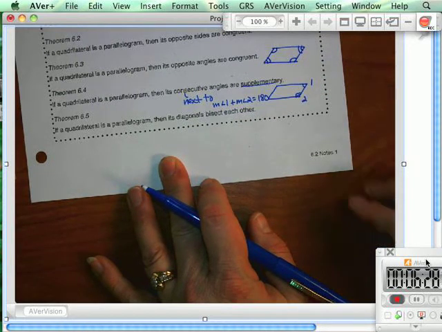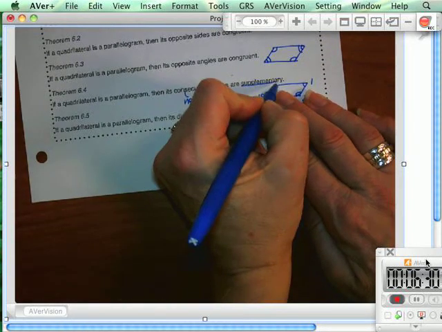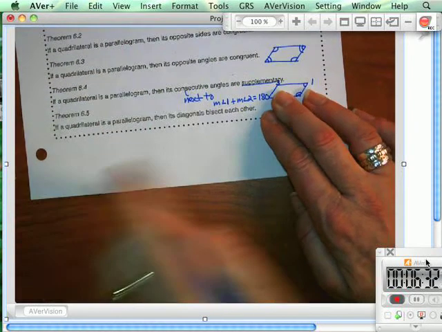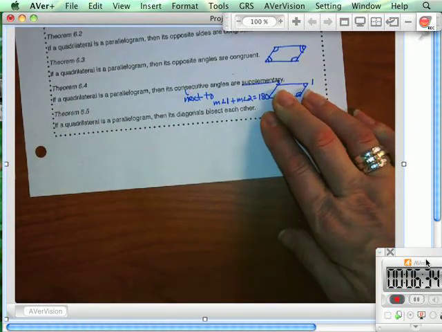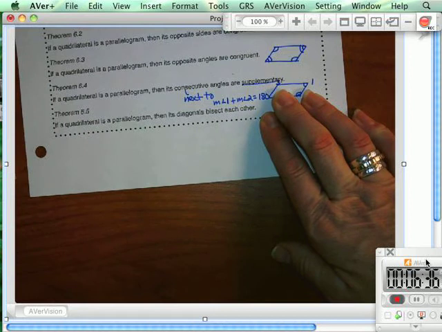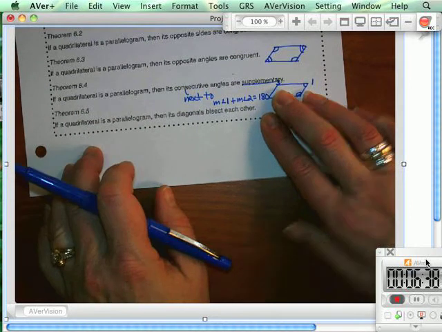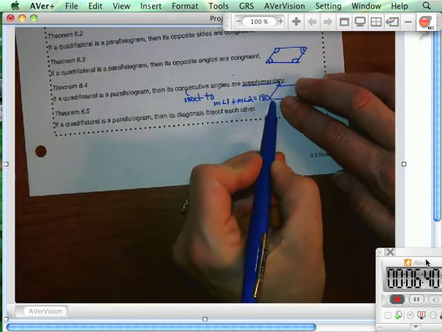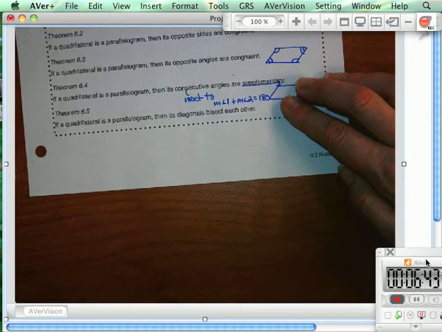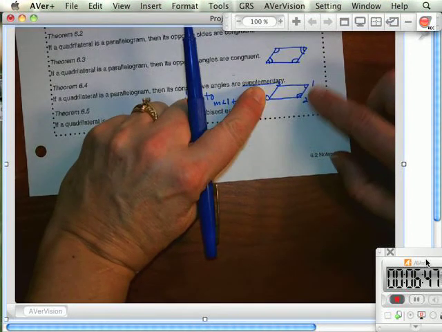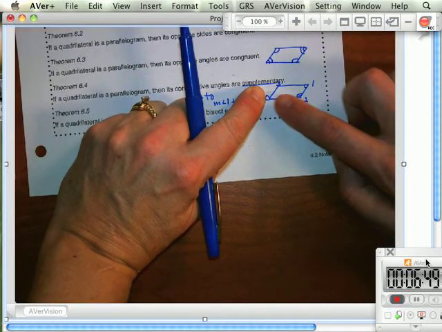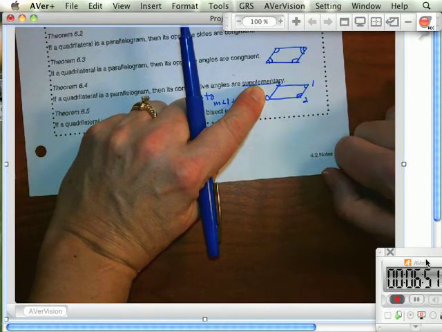Hey, what if I put a 3 here? What could we say about 1 and 3? No, but they add to what? Oh. What if I had a 4 here? What could I say about 3 and 4? They add to what? If I had a 4 down here, what could I say about 4 and 2? They add to 180. Okay?